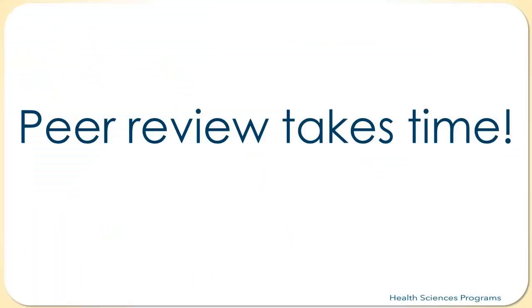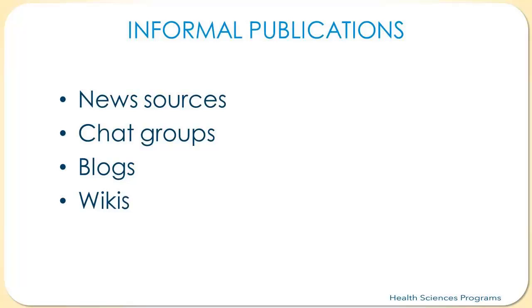For traditional peer-reviewed academic journals, which we just discussed, the process of research, peer review, and publication takes time. There can be a significant delay before information is published. For this reason, new and emerging issues may have a limited presence in journals. In this case, informal publications can help supplement existing academic research.